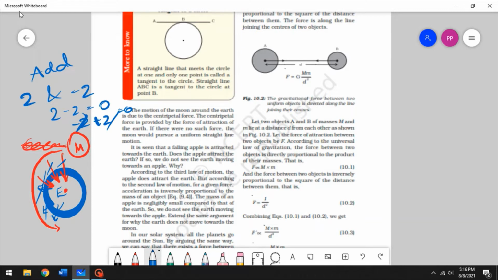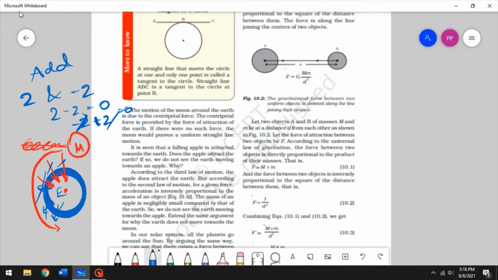Alright, so according to the third law of motion, if a falling apple is attracted towards the earth, we do not see the earth moving towards the apple. And why is that? According to the third law of motion, which is every action has an equal and opposite reaction, the apple does attract the earth. But according to the second law of motion, for a given force, acceleration is inversely proportional to the mass of the object. What's the mass of the apple compared to the mass of the earth? It's very negligible. That is why the earth doesn't move towards the apple. It does move, but it's very, very negligible.